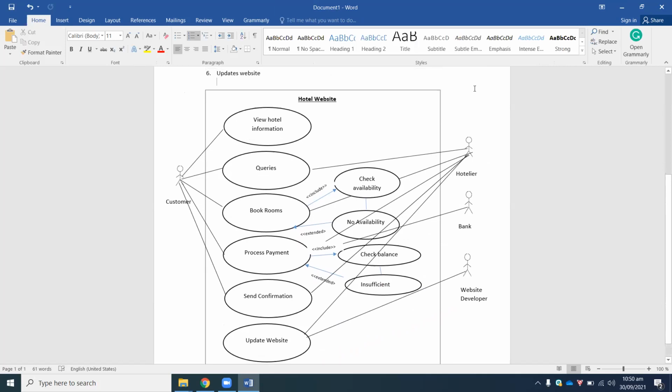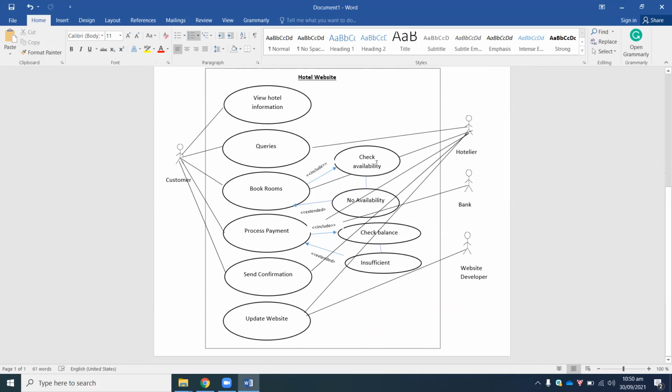Okay, so this is what your use case looks like. Generally, a use case of this size or this magnitude will be worth about 10 to 15 months.